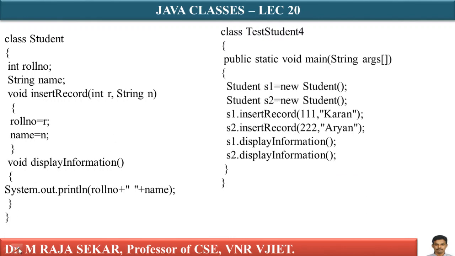Now I am defining a class named TestStudent4, in which I am keeping public static void main(String args[]). This file name must be TestStudent4.java, isn't it? Now what happens? Student s1. Here, what is my class name? My class name is Student. Therefore, Student s1 = new Student(). I am creating an object.